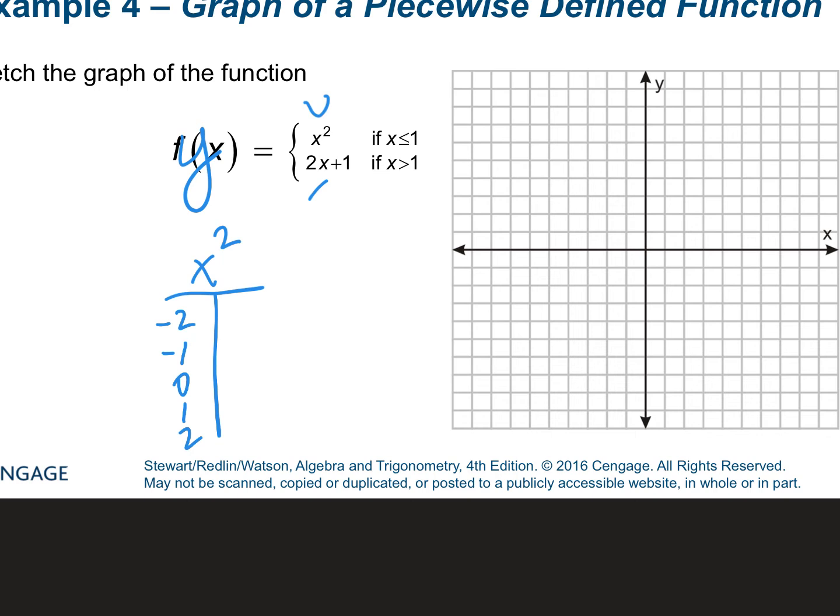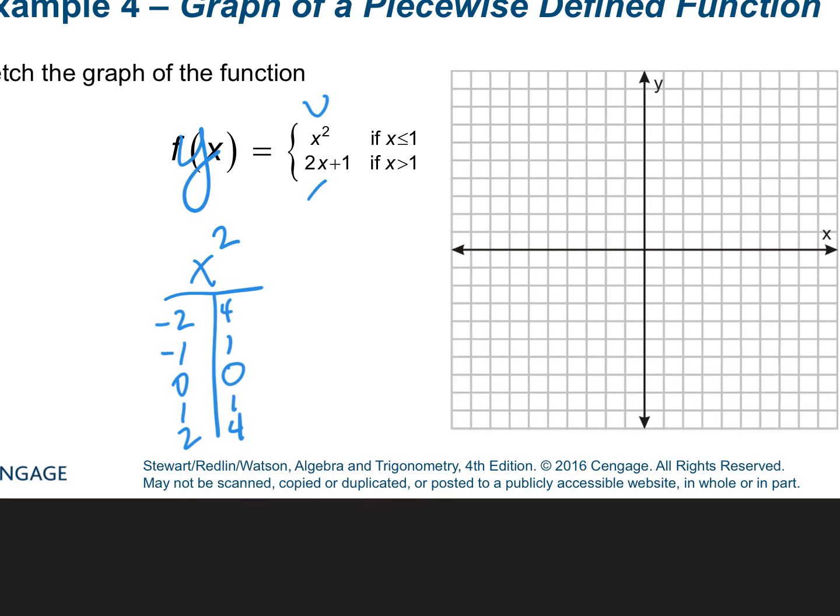When I plug in -2 to x squared, I get out +4. When I plug -1 into x squared, I get +1. When I plug 0 into x squared, I get 0. When I plug 1 into x squared, I get 1. And when I plug 2 into x squared, I get 4. Questions? All right, so let's plot these points.